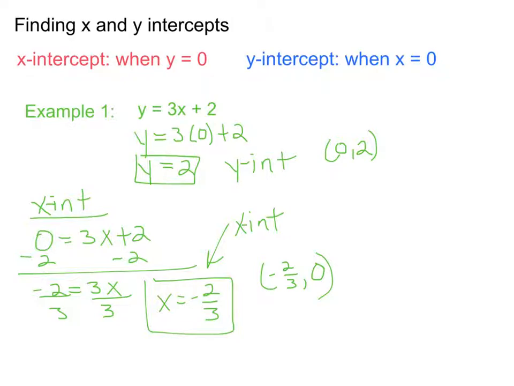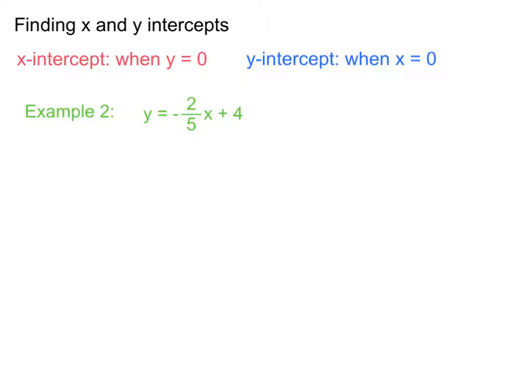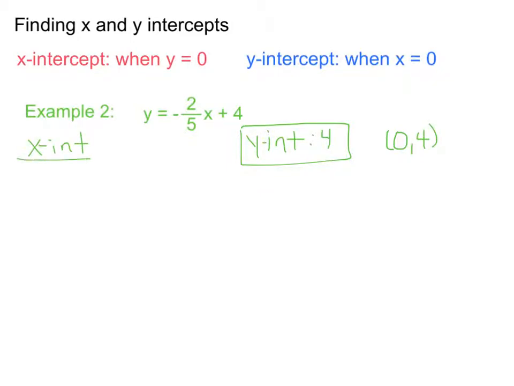Let's do another one. For this example, we have another equation in slope-intercept form, so we already know what the y-intercept is. The y-intercept is 4. So that means we've got a point on our graph, 0, 4. And then for the x-intercept, we're going to plug in 0 for y, so we know that y is equal to 0. So it's 0 equals negative 2/5 x plus 4.